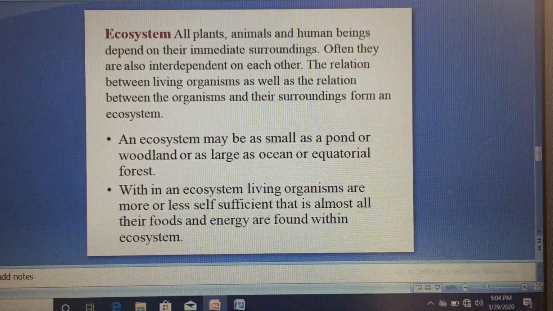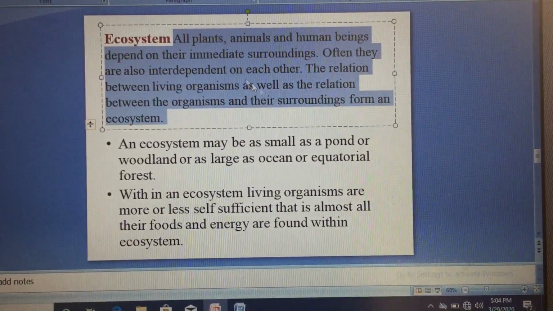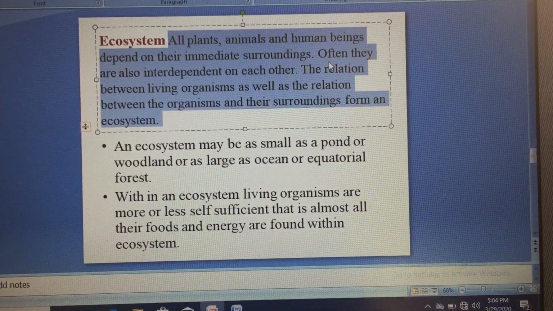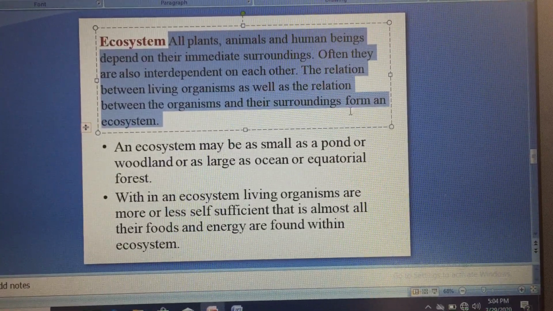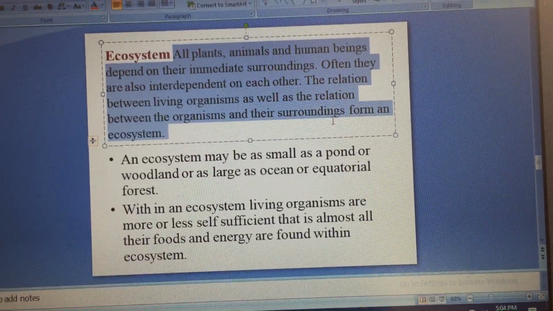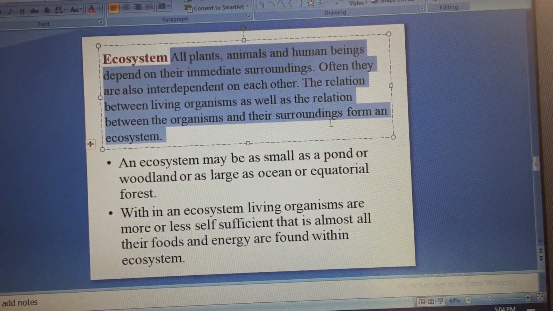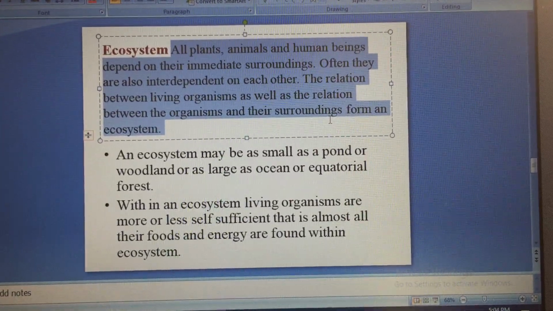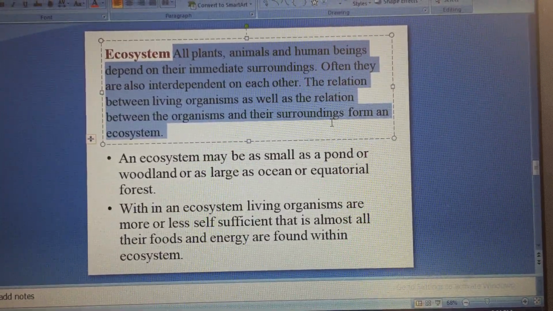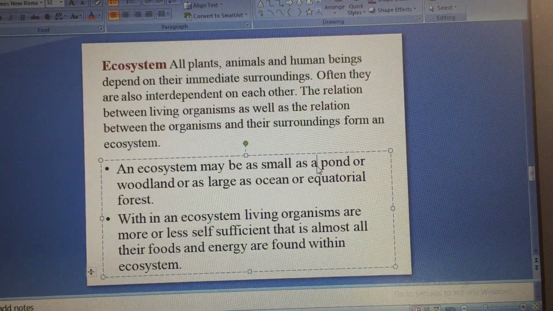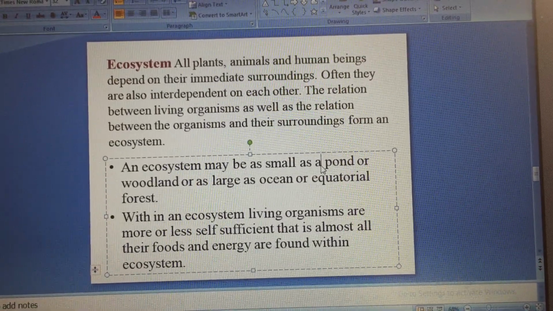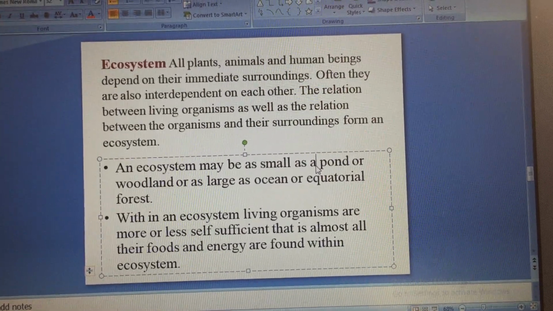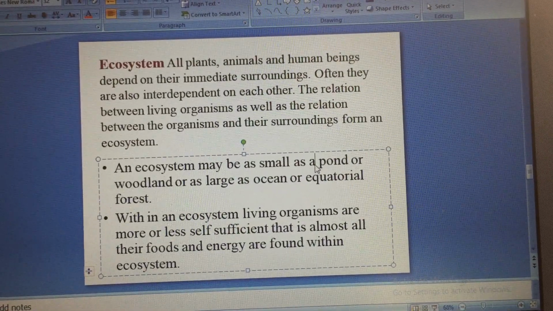So now we'll study what is ecosystem. All plants, animals and human beings depend on their immediate surrounding. Often they are interdependent on each other. The relation between living organisms, as well as the relation between organisms and their surrounding. So living organisms have a relation between them, plus they have a relation with their surrounding. This whole relation together forms an ecosystem. An ecosystem may be small as a pond or a woodland, or large as an ocean or equatorial forest.